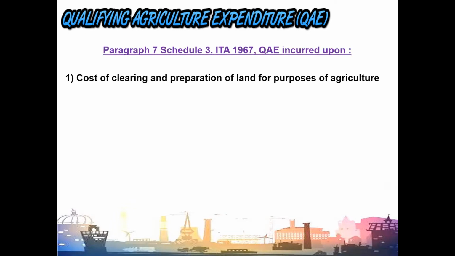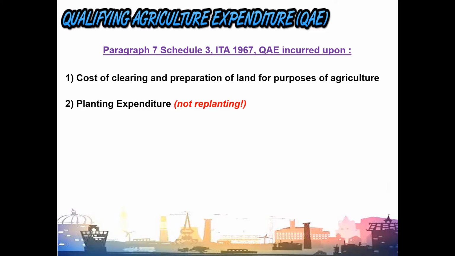So in paragraph 7, Schedule 3, Income Tax Act 1967, it is stated there that QAE melibatkan apa saja cost of clearing and preparation of land for purpose of agriculture. Maksudnya kita membersihkan, kita menyediakan kawasan untuk kita membuat aktiviti penanaman, penternakan dan lain-lain. Contohnya kalau kita terpaksa potong pokok-pokok lama untuk kita boleh buat aktiviti penanaman, so kos yang melibatkan pembersihan tanah tersebut boleh dikira sebagai QAE.